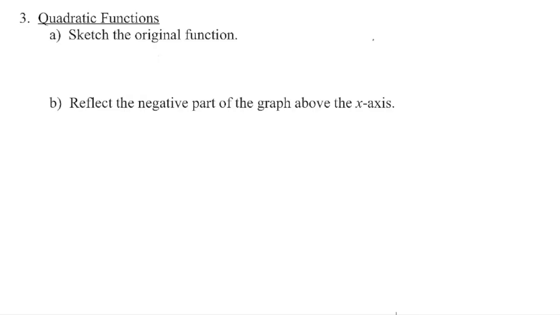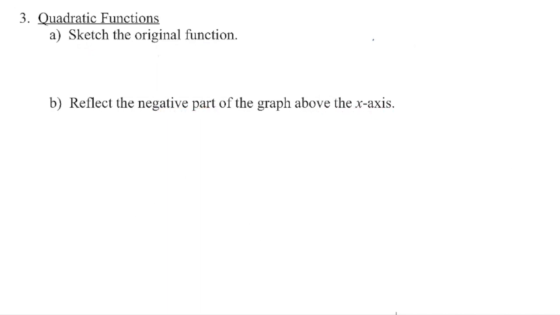We're now going to take the absolute value of a quadratic function, so we know that's degree 2. We're going to begin by sketching the original function, and then any part that has a negative y-coordinate, we're going to reflect that negative part of the graph about the x-axis so that it becomes positive.